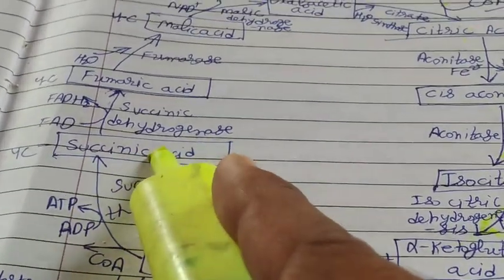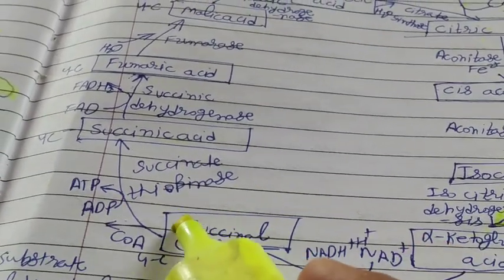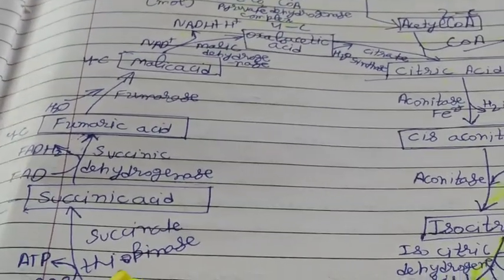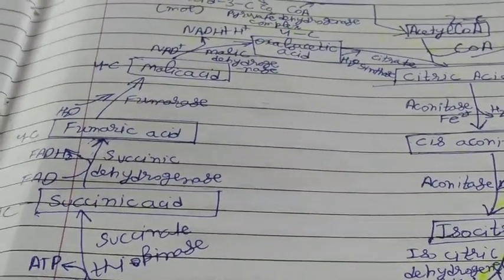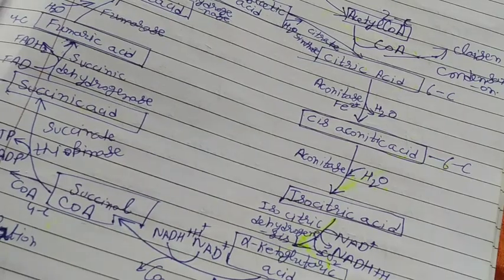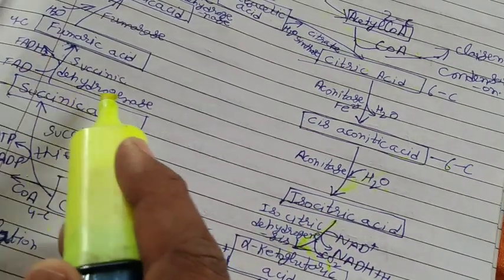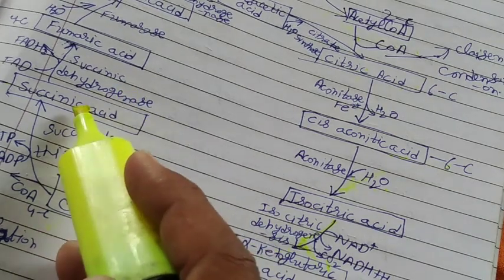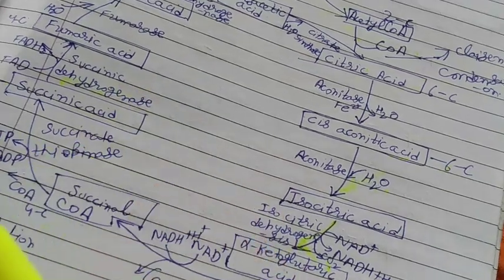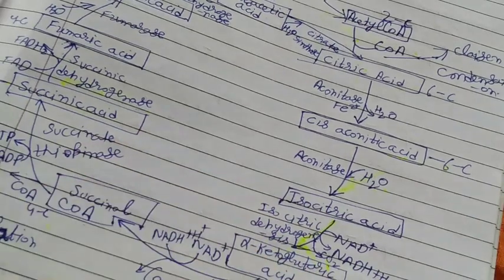This makes succinic acid, and this is also 4 carbon, because carbon is not added or released at this step. Now we move to the next step, which is fumaric acid. In this step, FAD is converted into FADH2, and the enzyme named succinic dehydrogenase works on this step, and this is also 4 carbon, because there is no loss or gain of carbon.